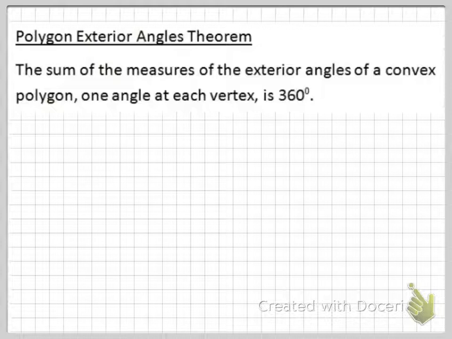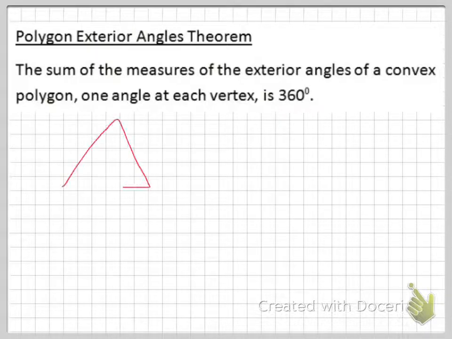The next concept is the polygon exterior angles theorem, which states that the sum of the measures of the exterior angles of a convex polygon, one angle at each vertex, is 360 degrees. So, unlike the sum of the interior angles in a convex polygon, the sum of the exterior angles does not depend on the number of sides, okay? It's always 360 degrees, no matter if it's a three-sided figure, a four-sided figure, a five-sided figure, etc.